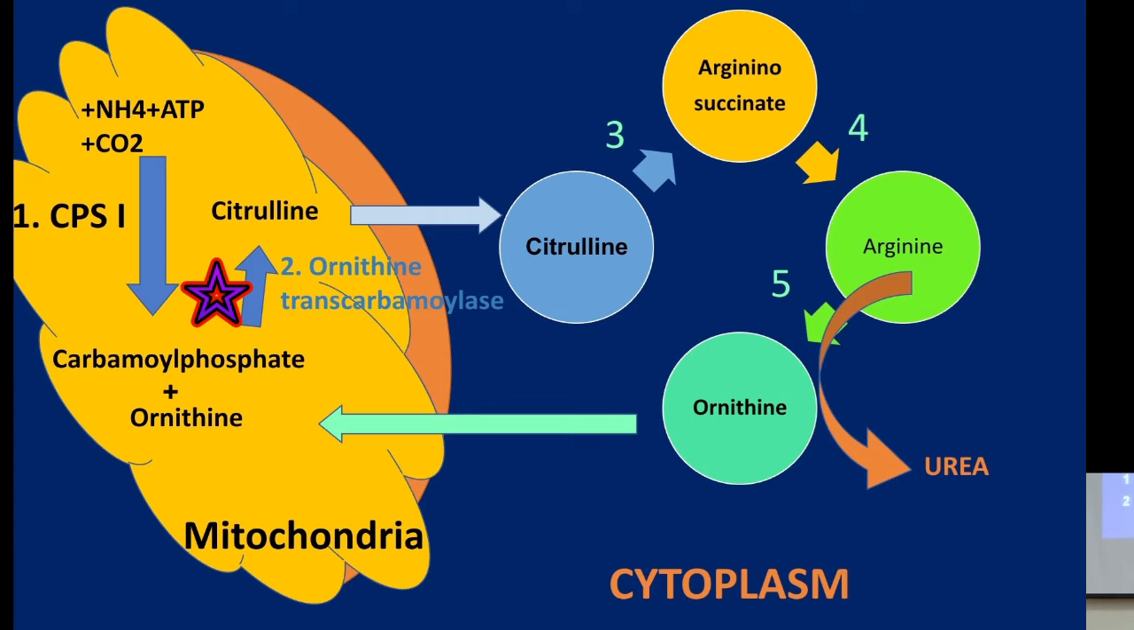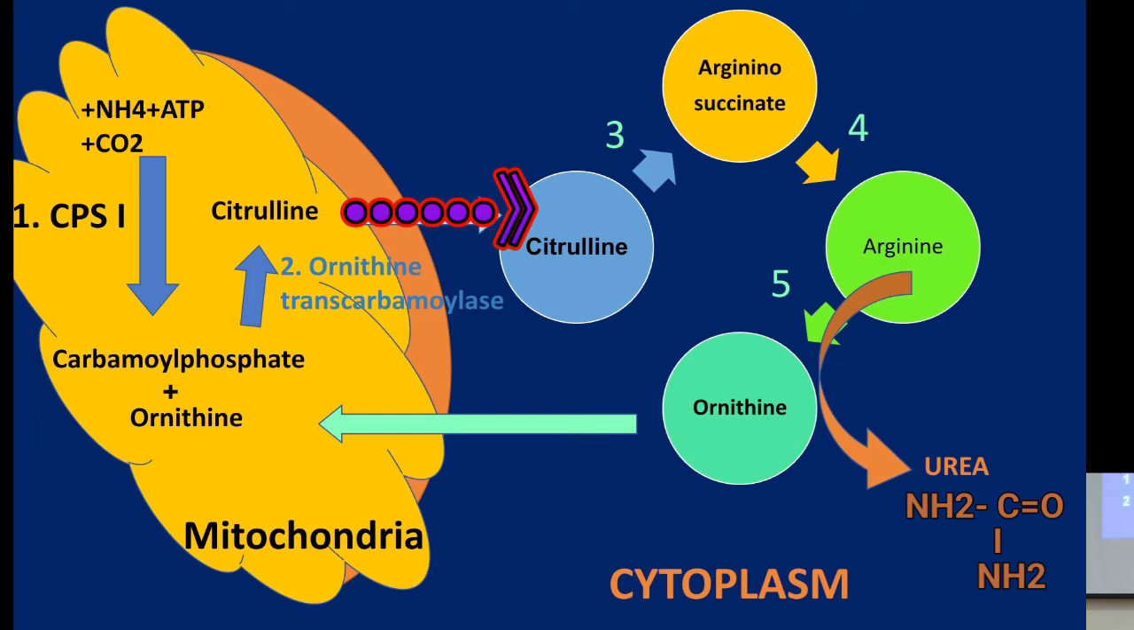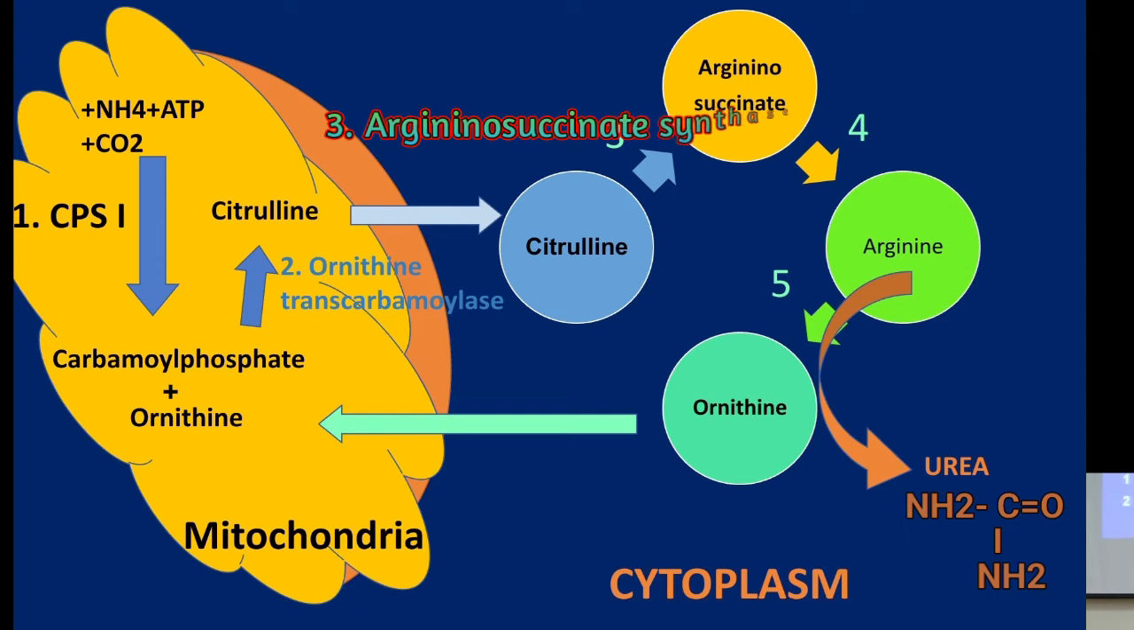Citrulline is now transported to the cytosol. In the cytosol, it condenses with aspartate. Aspartate is incorporated into citrulline to give you arginosuccinate. The enzyme is arginosuccinate synthase. So aspartate is the second source of nitrogen. Those are the only two things that can get into the urea cycle, either ammonia or nitrogen in the form of aspartate. No other forms of nitrogen can enter the urea cycle. Okay?